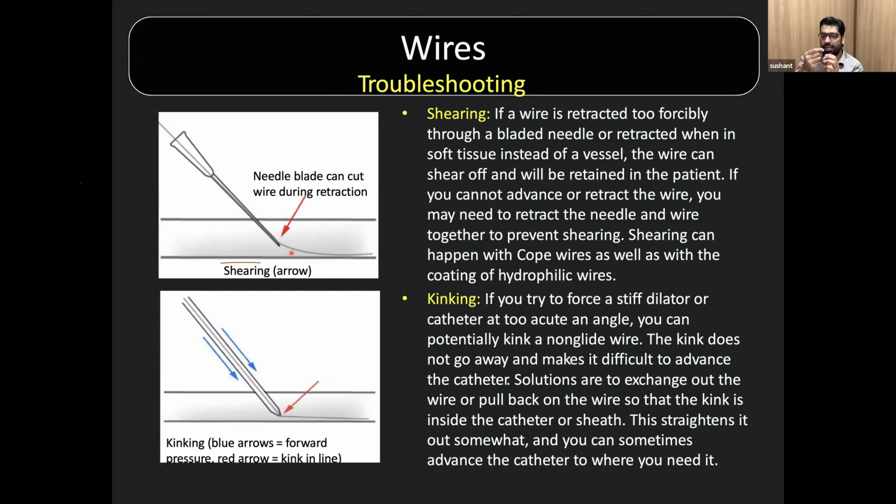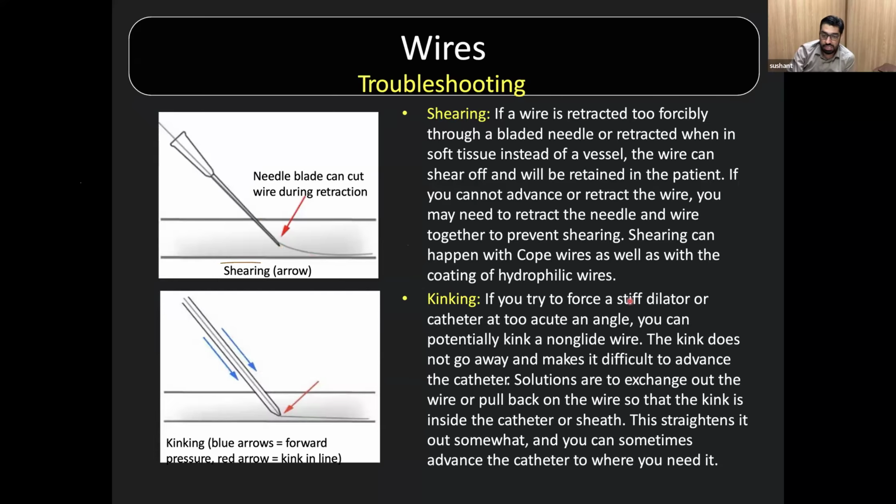Now the coils can get stuck in the tip of the needle and be sheared away. And this shearing of the coils will disintegrate the wire. Shearing can happen with coil wires, or it can happen with almost any wires. So whenever we feel that there is a shear happening, we need to take the needle and the wire collectively outside. And another is the kinking.